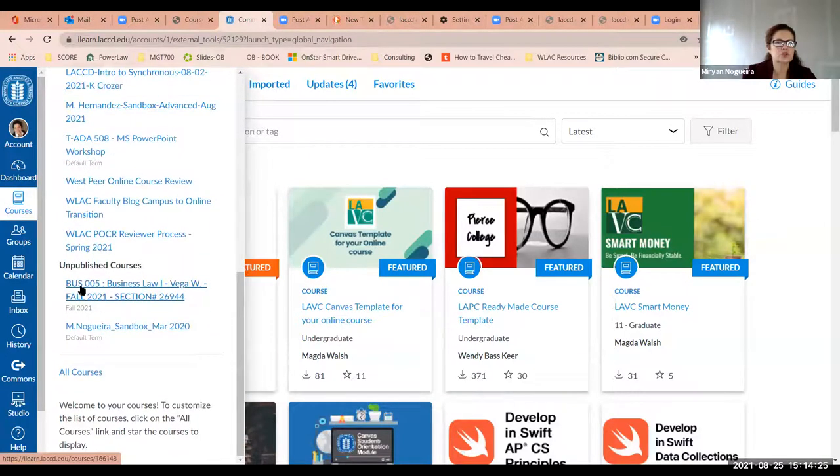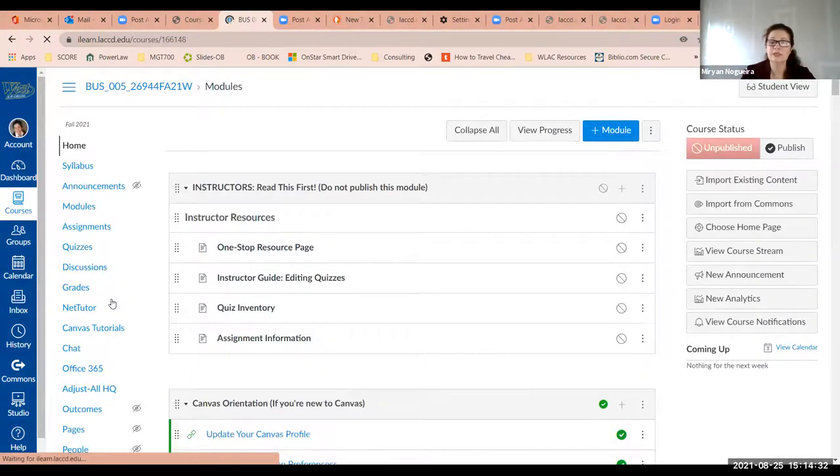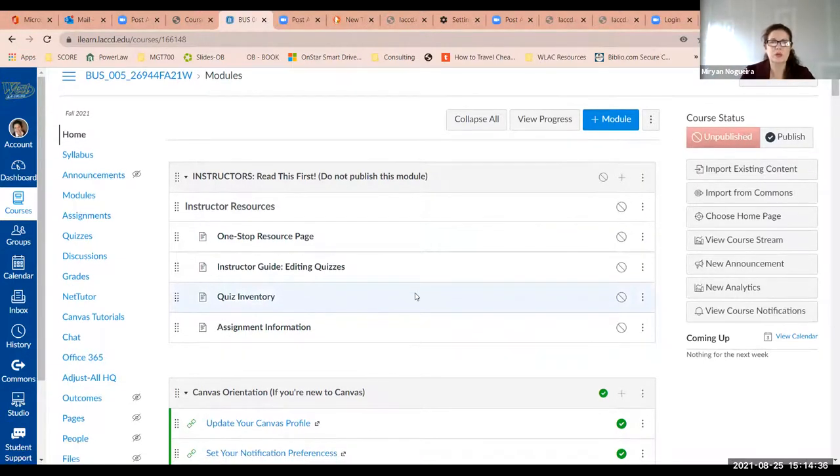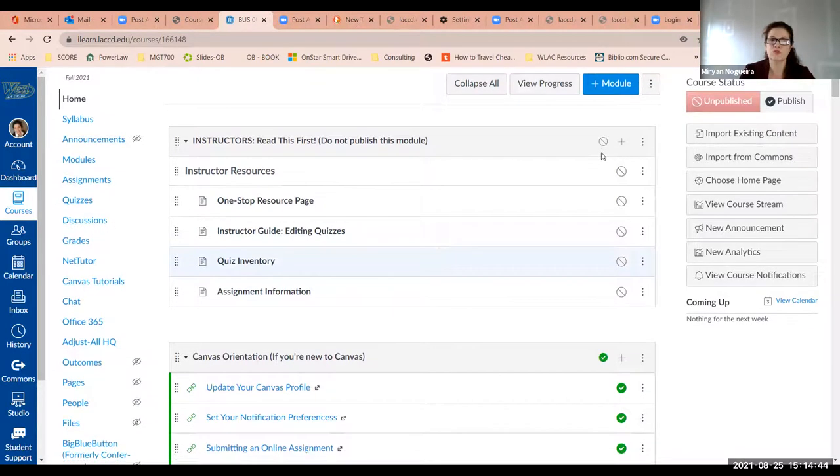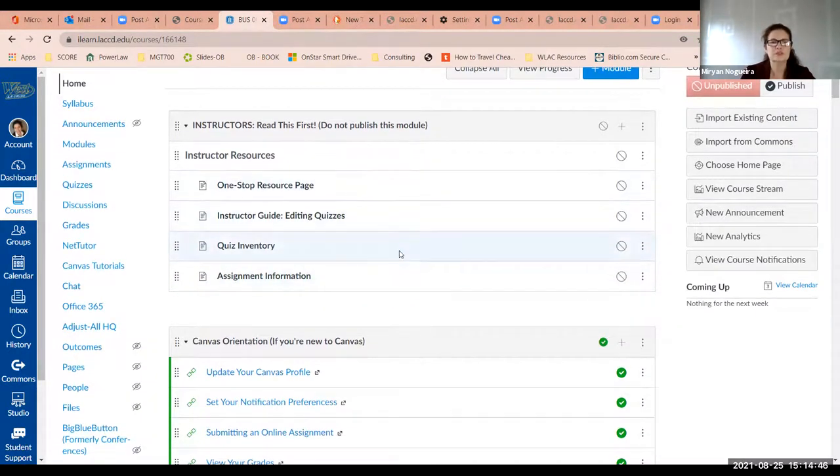If it's not, I'm going to show you what I have. All right, see, nothing was there and now everything is in there. So I just published that. I have the instructors. Look, do not publish this module. So don't click here to publish this module ever, because this is just for your view. This just gives you some ideas of what's going on.